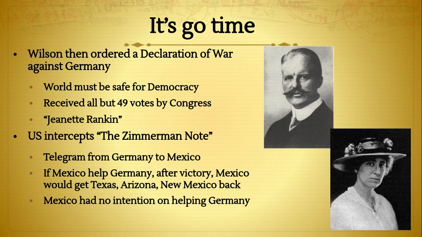So we get this telegram from Great Britain, who somehow intercepts it. We instantly want to declare war on Germany. Okay, so it went through the Congress, it all gets voted on, and it actually passes fairly easily. You can see 450 minus 49, so 401 votes to 49 saying we should declare war.